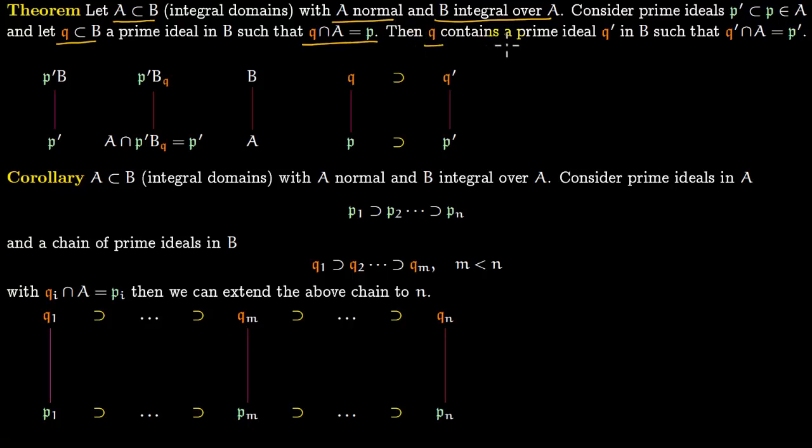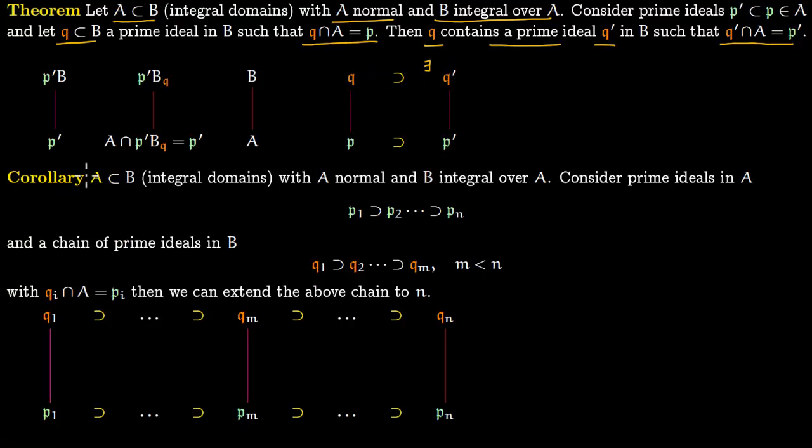So then Q contains a prime ideal Q prime in B, such that if you contract Q prime back to A, you get P prime. So there exists such a Q prime. So you have a chain down here which is going down, because this containment is like this. You can construct a chain right on top of it.